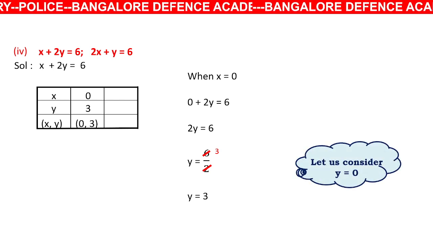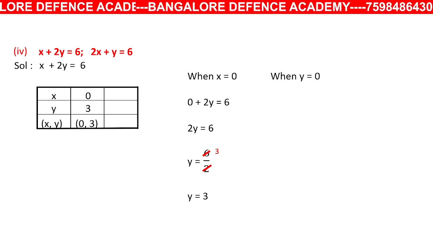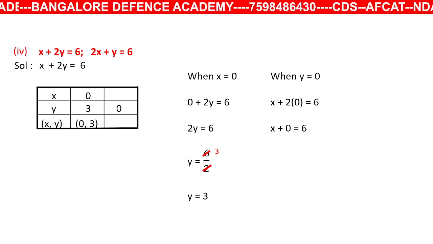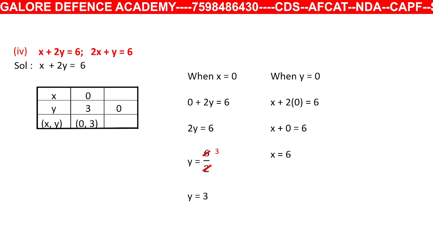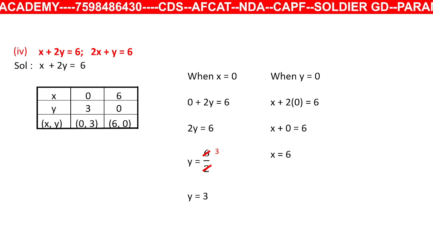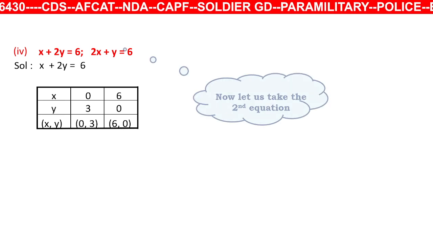Now in the second case, I consider y is equal to 0. When y is equal to 0, the equation becomes x plus 2 into 0 is equal to 6, so the x value is 6. The point will be x comma y is 6 comma 0. So I have done this for the first equation. Now you have to do it for the second equation also.